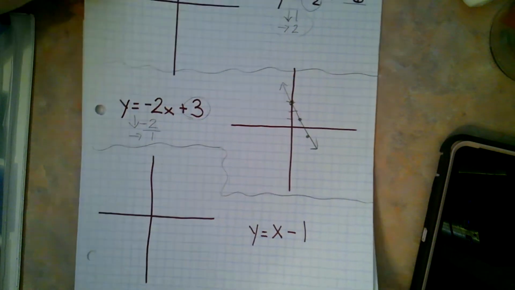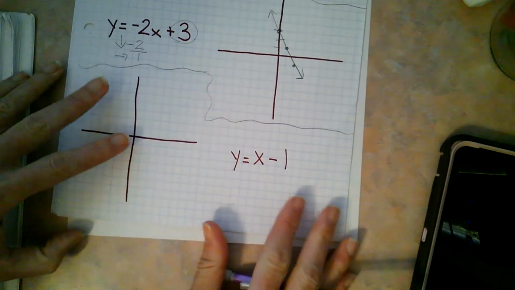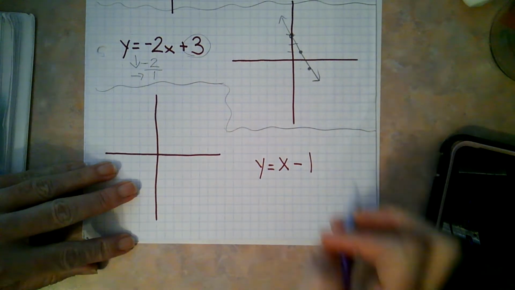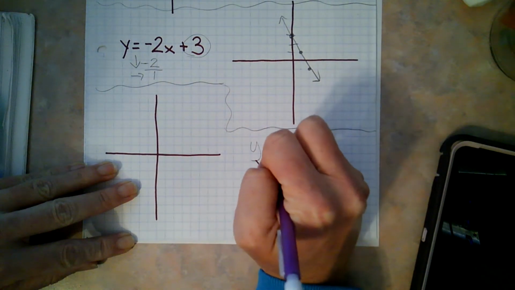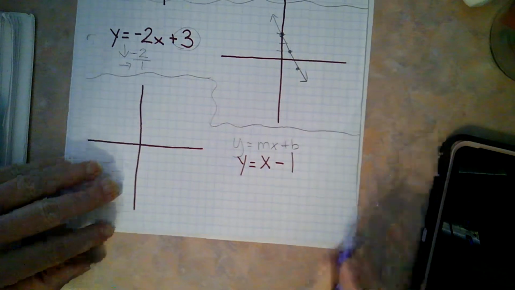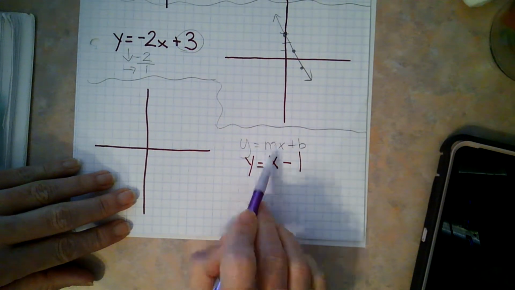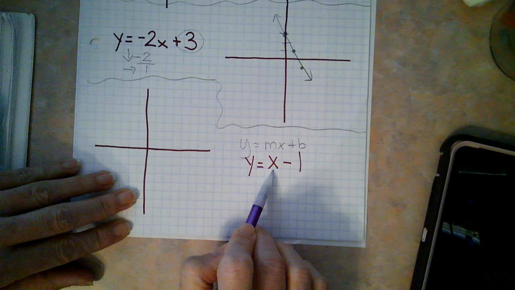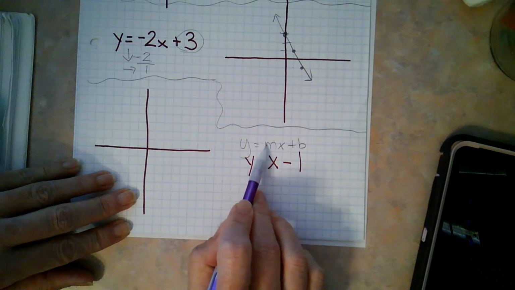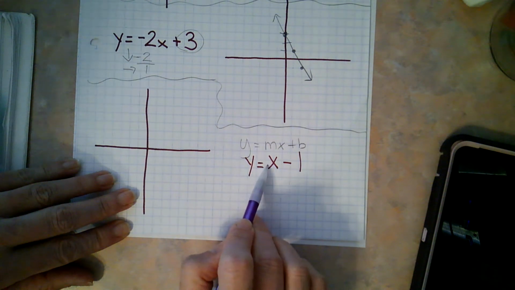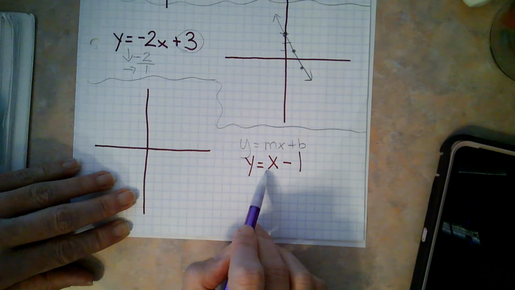And finally, what if you have to graph a line that looks like this? Well, here's the thing. M is my slope. That does not mean x is my slope. I need the coefficient in front of the x. Well, in this situation, there is no coefficient.